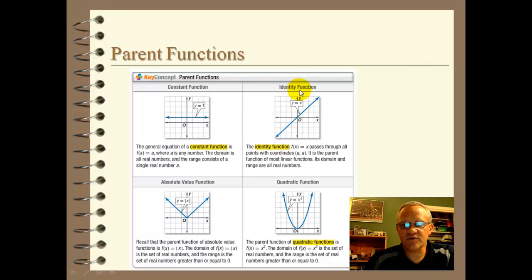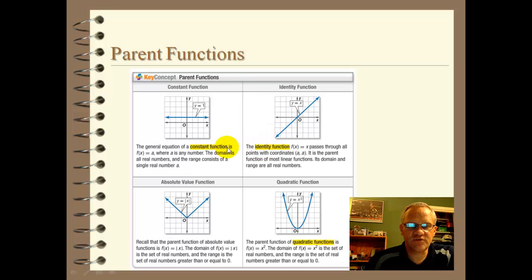The second one is the identity function, which is linear. That is a straight line. And the parent function there is y equals x. That means it's going to start at 0, 0. It's going to go up 1 and over 1, up 1 and over 1. Okay? So it's always going to go up 1 and over 1. So that's a slope of 1. Both the domain and the range are going to be all real numbers. Okay, so we're going to use all the x's going left and right. Going up and down, we're going to use all the y's going up and down.